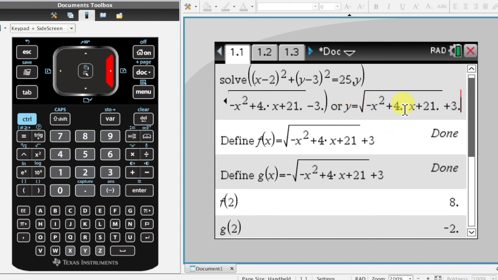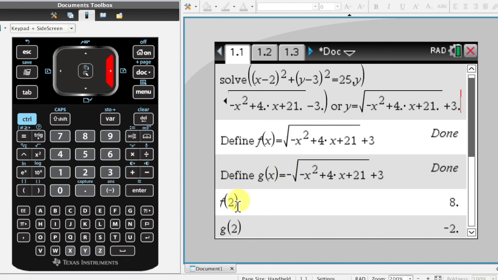So I'm going to put this in here and define it as f of x. So f of x is equal to this, which will be the upper part of the circle. The bottom part of the circle I'm going to define as g of x, and that's going to be still positive 3, but I'm going to take the negative of the square root symbol. And that's there.